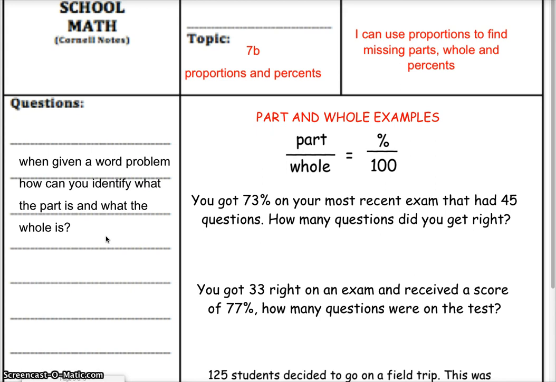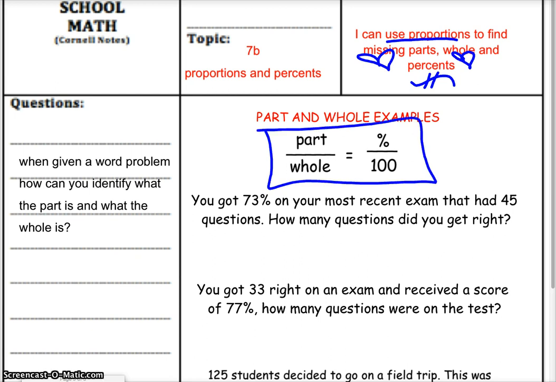Proportions and percents. What you're going to be able to do today is use proportions to find missing parts, any whole, and percents. You're going to be able to create proportions to solve for an unknown. And how we're going to do that is part to whole. So this is the main form of a proportion you will use. The part is to whole as percent is to 100.